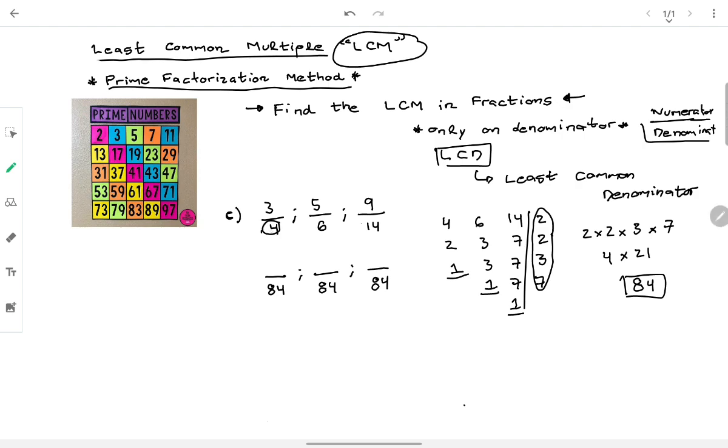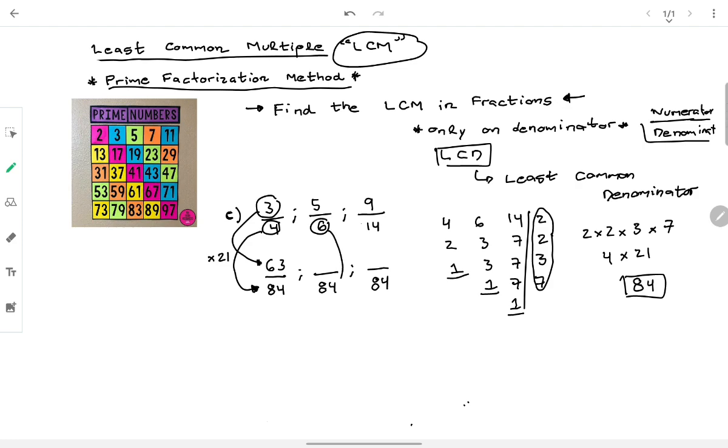So let's see what we did with every denominator to convert it to 84. So 4 gets converted to 84. We multiply 4 by 21 to get 84. So we need to multiply number 3 by 21 to get the same fraction. So we will get 63 over 84.